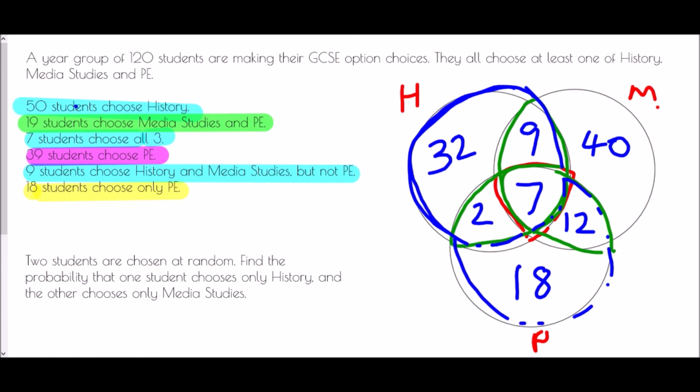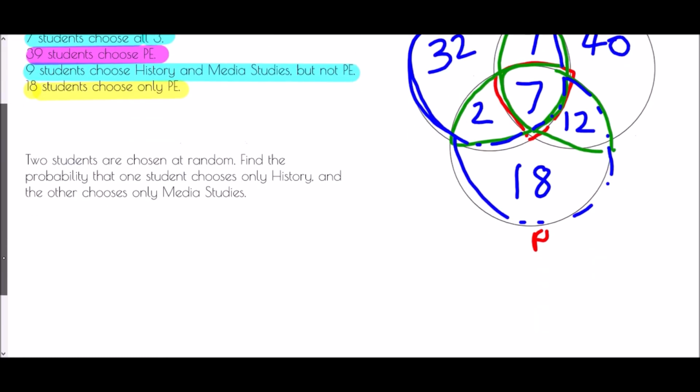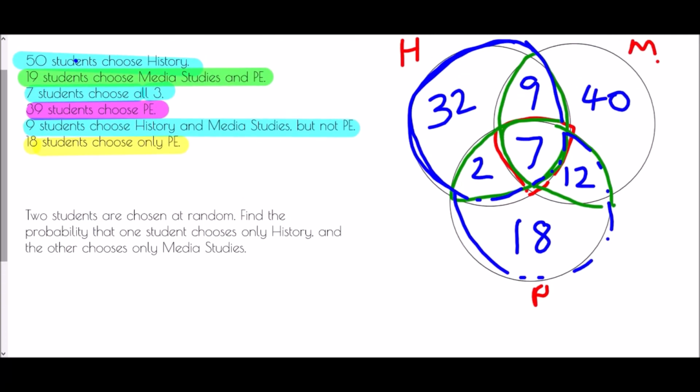Now we come to the main part of the question. Two students are chosen at random. Find the probability that one student chooses only history and the other chooses only media studies. Now, what we need to think about here are, first of all, the individual probabilities. What is the probability that one student chooses only history? Well, if we have a look, that means we are dealing with these 32 people here, and so we are looking at 32 out of the 120 that we began with.